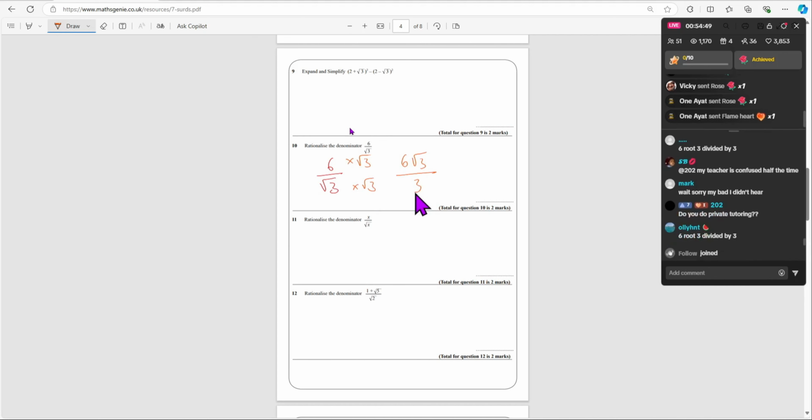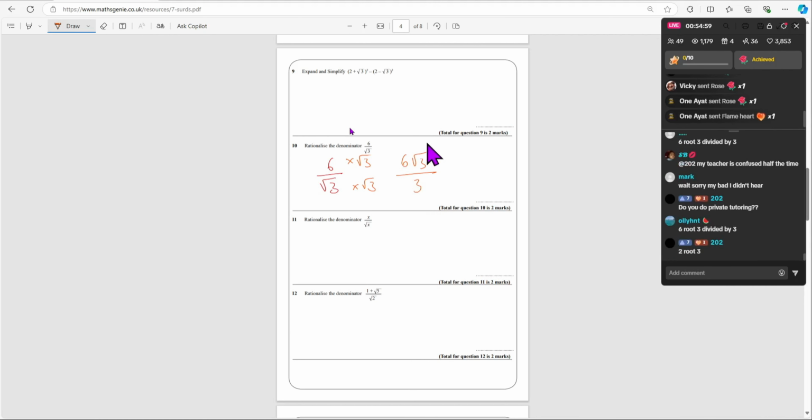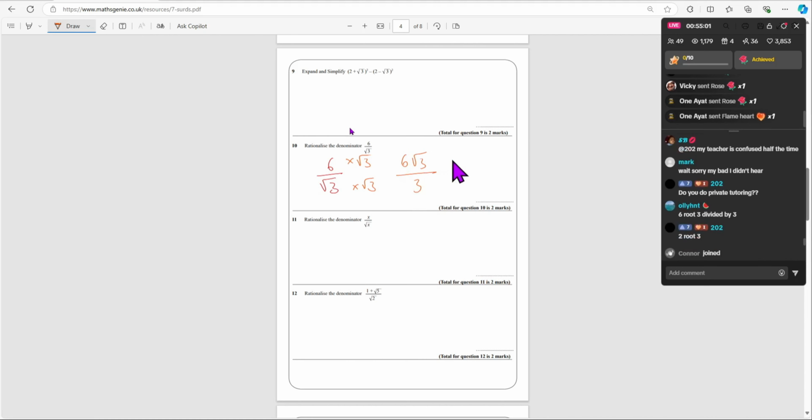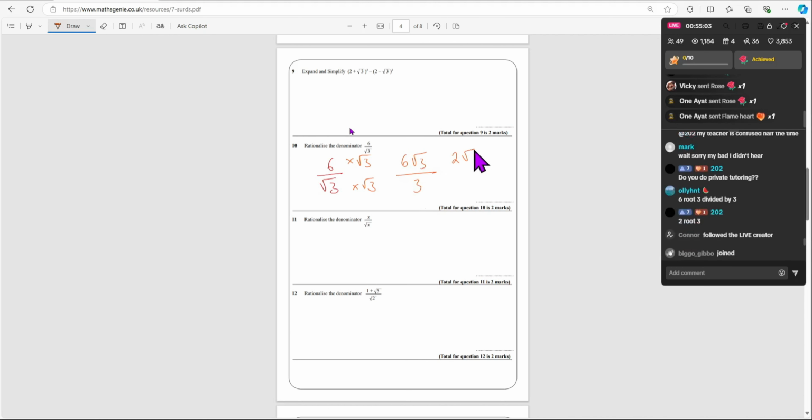Okay? As you can see, we have got rid of the denominator with the surd. Okay? Now what we're going to do is that we are going to simplify this. So you do 6 divided by 3, we're going to get 2 root 3. Okay? And that will be our answer.